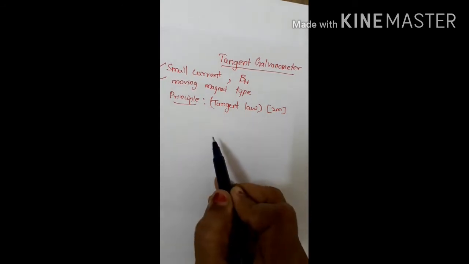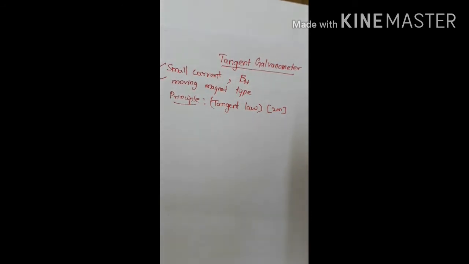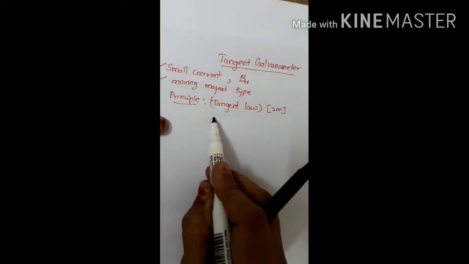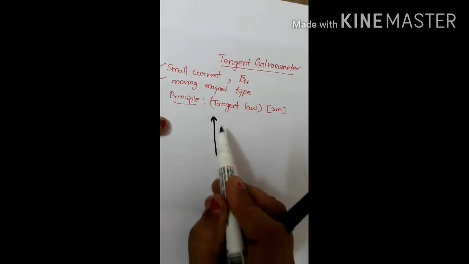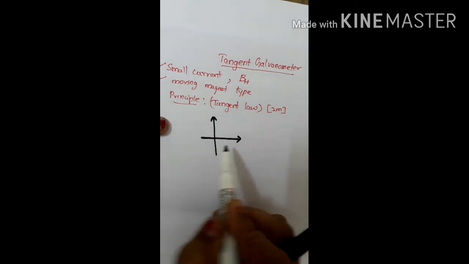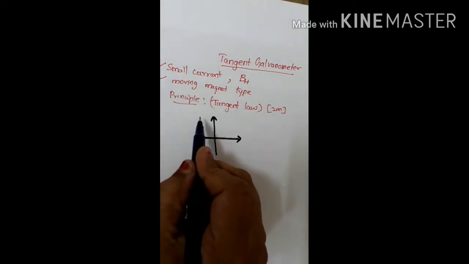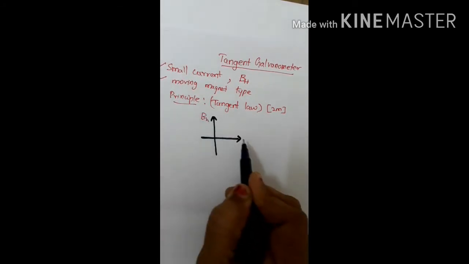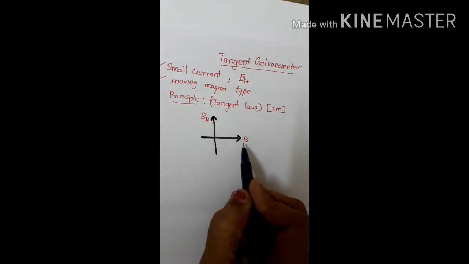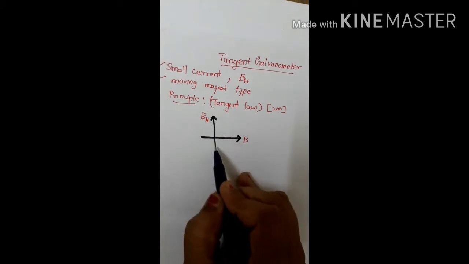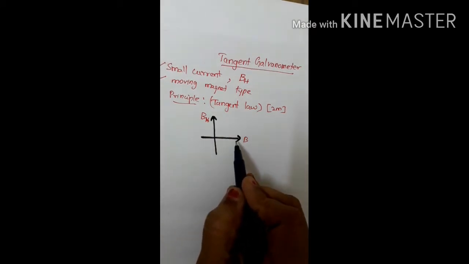Now, what is tangent law? We will see. You can consider two crossed magnetic fields, B and BH. One of the magnetic fields is BH and the other magnetic field I will take as B. These two magnetic fields are mutually perpendicular to each other, right?